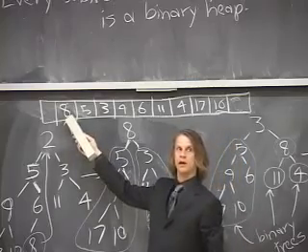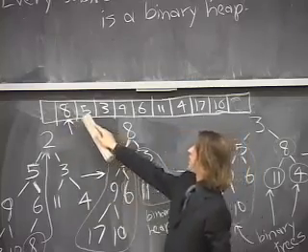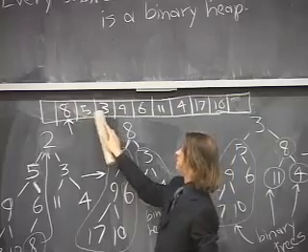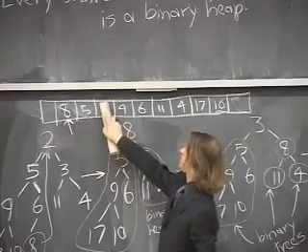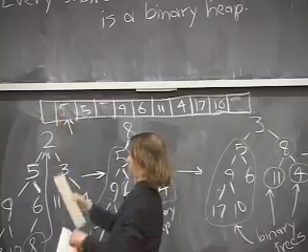And the children of 1 are 2 and 3. So I check, is either of these smaller than this? Yes. Which one's the smallest? Index 3. And I swap them.